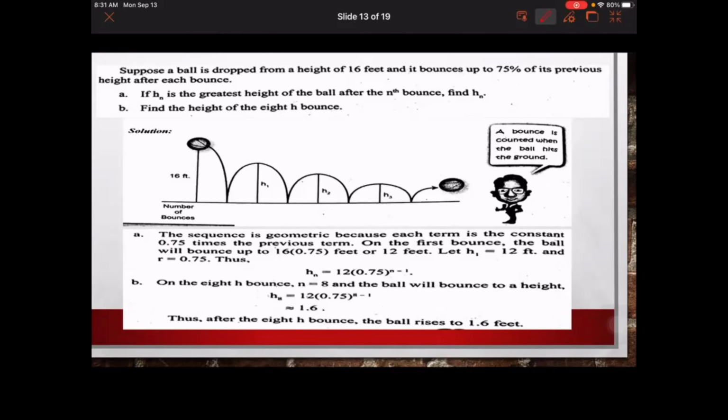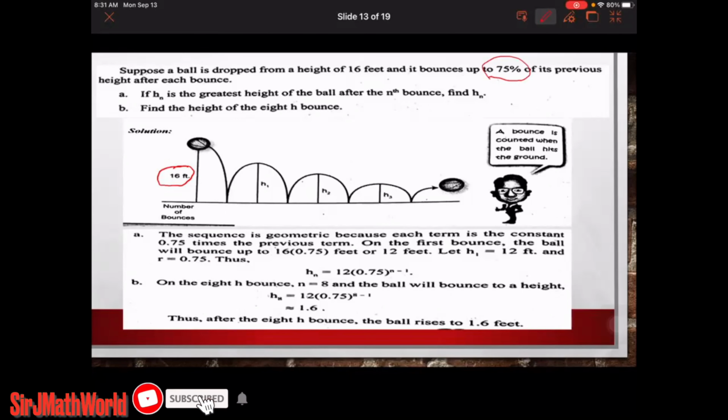Ito na yung illustration natin. Nagsimula siya sa 16. So, ito yung ating given. Nihulog siya. Then, ang kinakount lang natin dito is yung bounce and the height after the bounce. Sabi dyan, kapag nag-rebounce daw siya, kanyang height ay nababawasan ng 75%. 75% of its previous height of each bounce. So, this will be for the letter A.